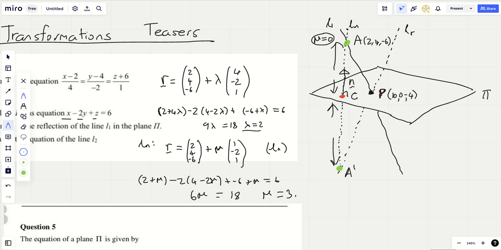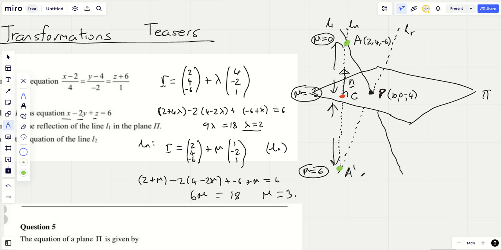You could plug 3 in here, and you could work out C is 5 minus, what is that, 4 minus 6, which is minus 2, and then minus 6 plus 3, which is minus 3. So you can work out the coordinates of that, but it's not necessary, actually, because all we care about is if mu is 0 here and mu is 3 here, then at A dash mu is going to be 6. Because mu counts you up and down that line, in equal amounts, basically multiples of this vector.